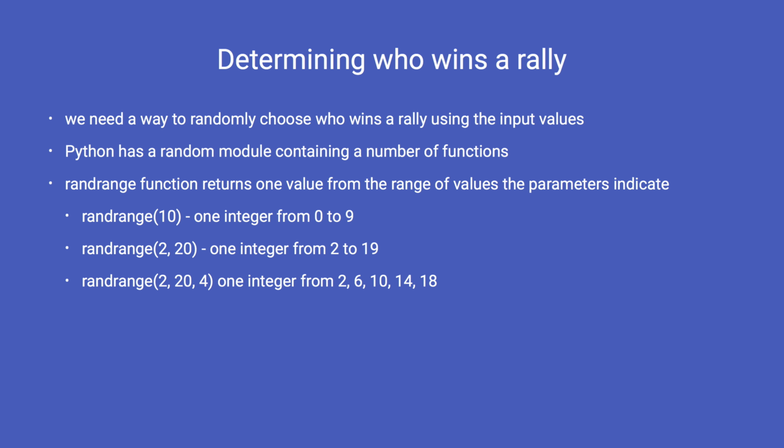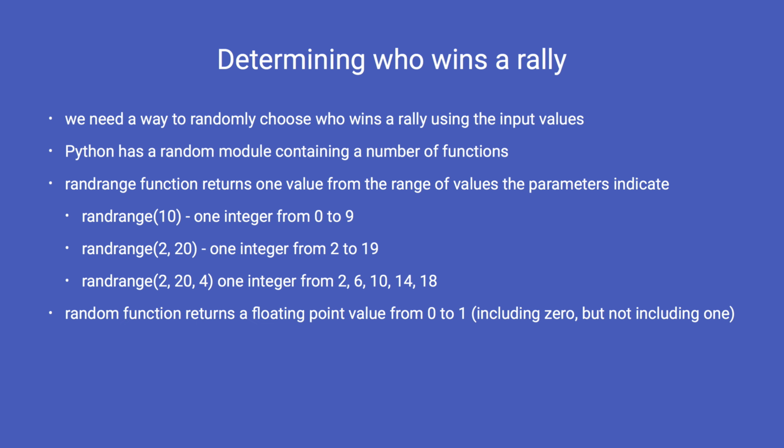We could use the randrange function, but I think the random function is a better fit for this problem. This can be a little confusing as the module is named random, and one of the functions it contains is named random. It's the same thing as if the math module happened to contain a function named math. The random function returns a floating point value from 0 to 1, including 0 but not 1.